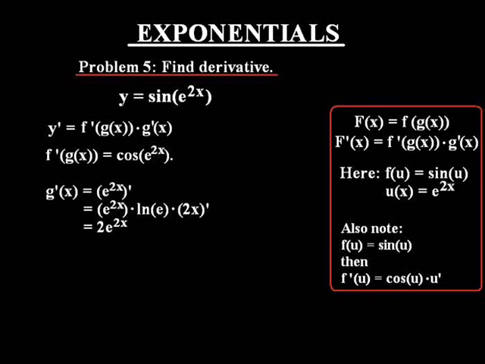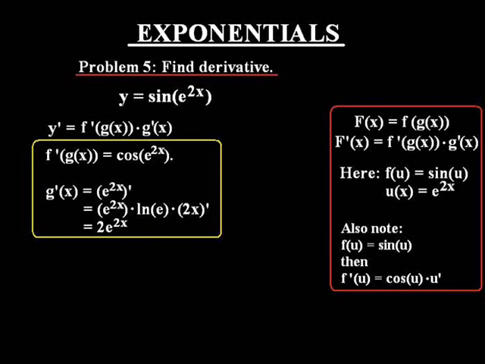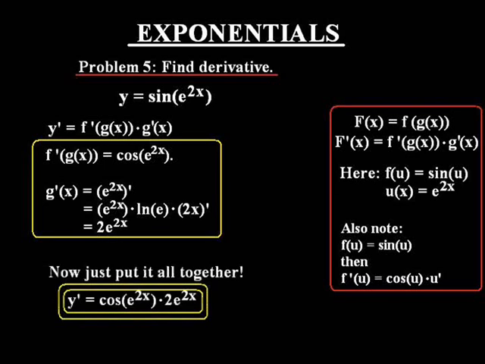And from the equation we learned previously in this video, we take the derivative of the exponent, multiply it to the function, and multiply it by ln of whatever the base happens to be. So we get 2e to the exponent 2x. So putting that all together into one giant answer, we get y prime is equal to cos of e to the exponent 2x multiplied by 2e to the exponent 2x.